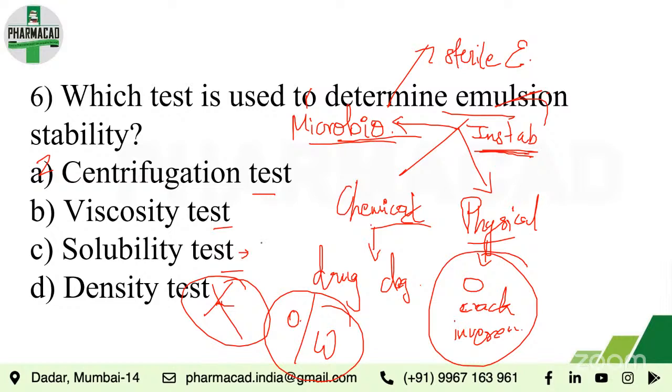Solubility test will tell you what kind of emulsion it is. Is it oil in water or water in oil? That is what the solubility test is going to tell you. इसको दूसरा dilution test भी बोलते हैं. Viscosity test तुम्हें stability का बोलेगा? No, viscosity is just going to have a very direct thing कि भाई how much viscous is it.